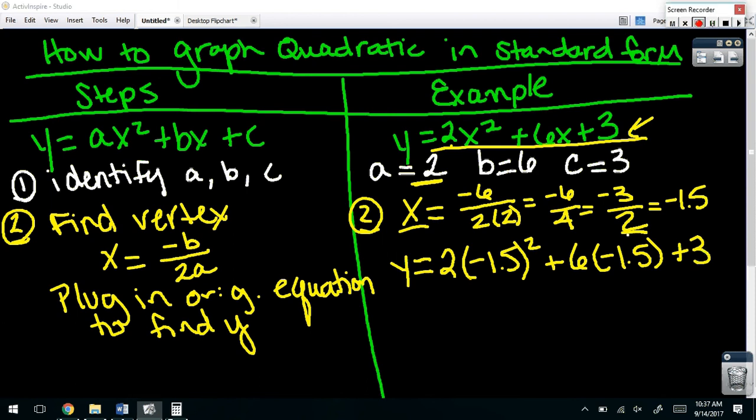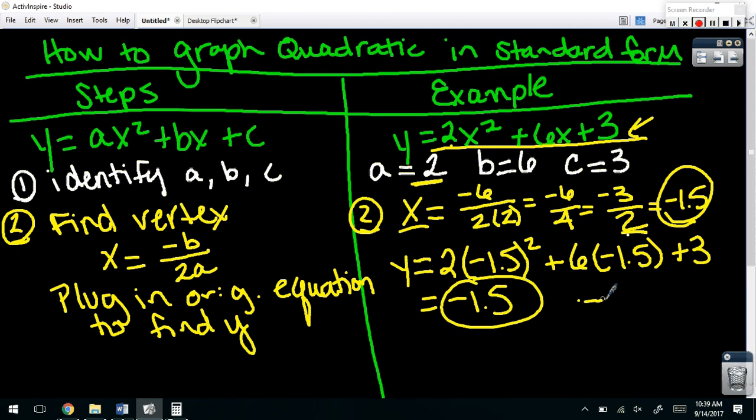2 times -1.5 squared plus 6 times -1.5 plus 3. Okay? So here's where you need your calculator. Make sure you can put this in all at the same time, but you're going to need those parentheses in there, okay? Make sure when you plug that x in that you get -1.5 back out. All right, because if we're going to plot a vertex, we need an x and a y, right? Well, here's my x, and you got your y.